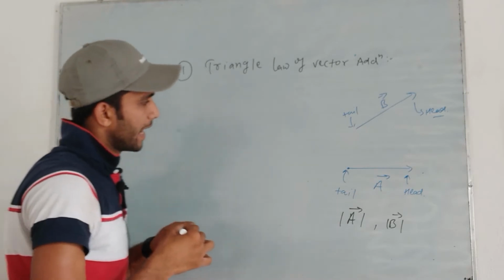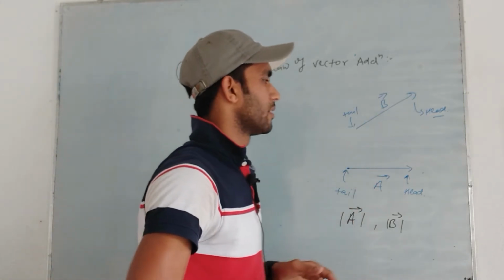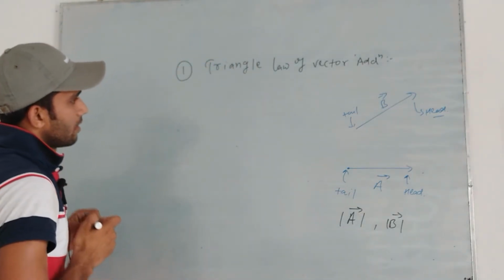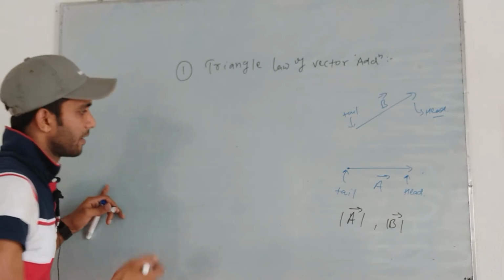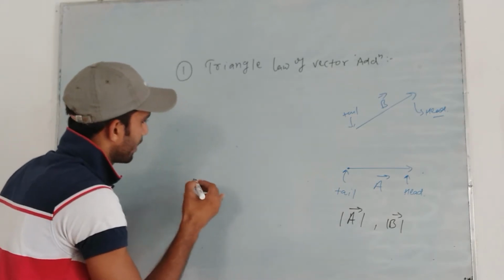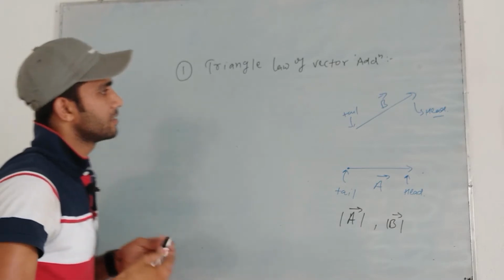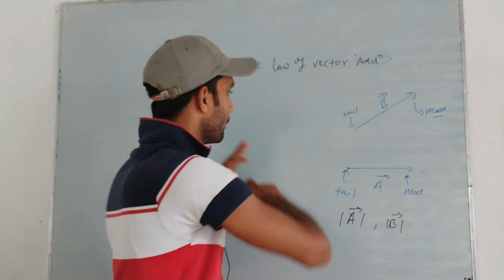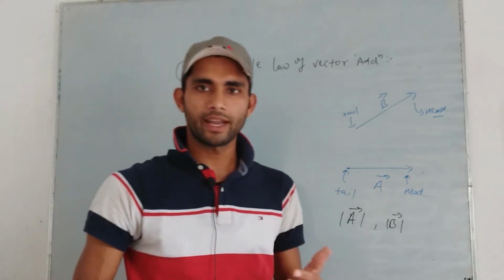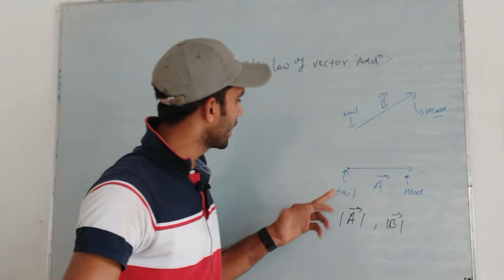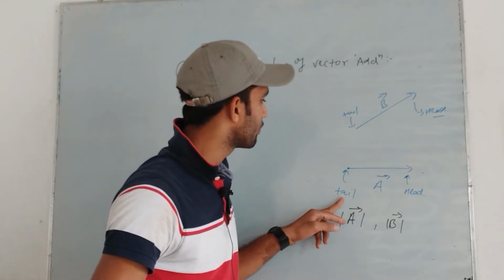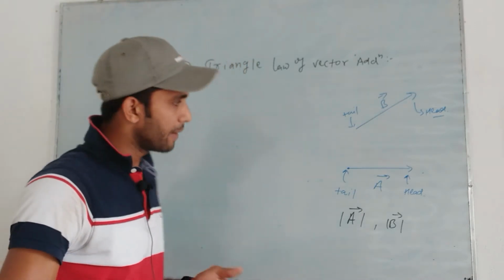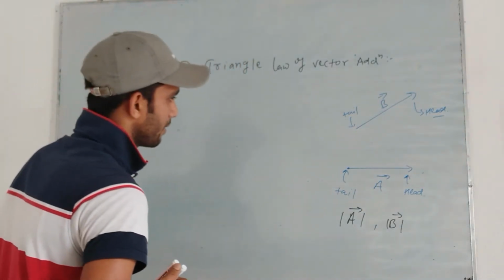So if you have to add vector A and vector B, you have to make a triangle in a specific way, right? The manner of making the triangle is that you put the head of vector A with the tail of vector B and make a triangle, and you will get the sum of A and B from that triangle. Or you can also put the tail of A with the head of B, and you can also find the sum of A and B, right? So we have two ways to find the sum from the triangle law of vector addition.